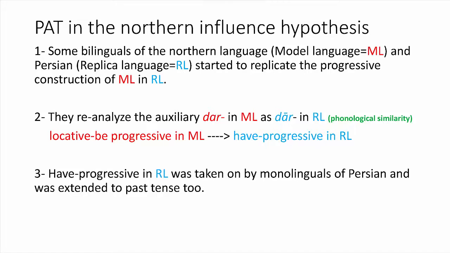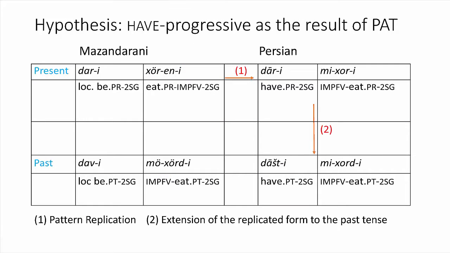Because if you look at this picture, in Mazandarani we have present progressive with dar and then the main verb, and it is phonologically similar to the present stem of have in Persian. So what happened was pattern replication between present progressive of Mazandarani into present progressive of Persian. But then if you look at the past tense, there are no phonological similarities between these two. So there is no way that the Persian speakers could get this form from the Mazandarani.